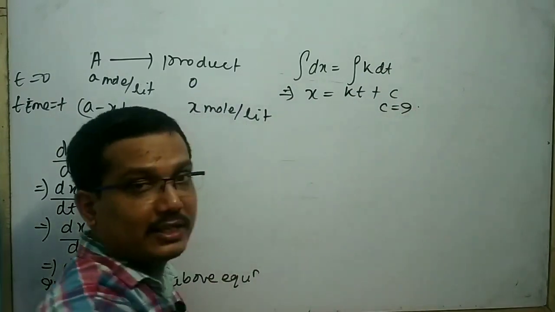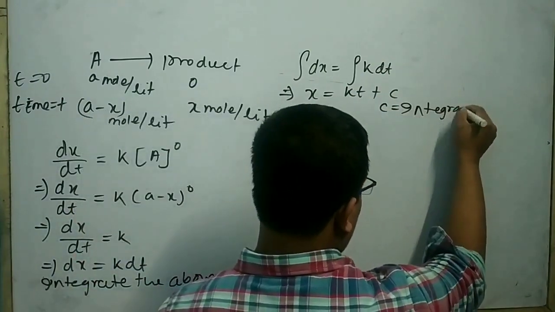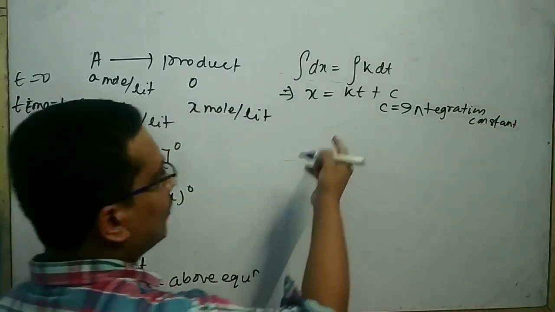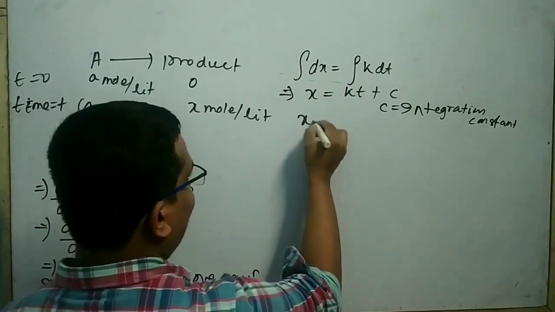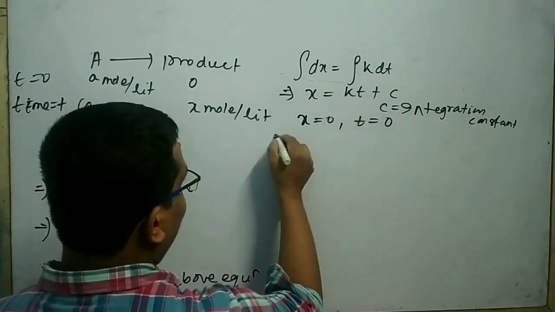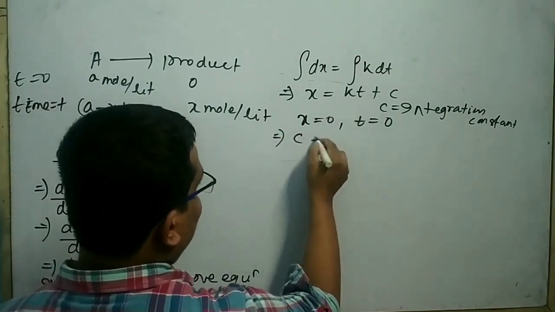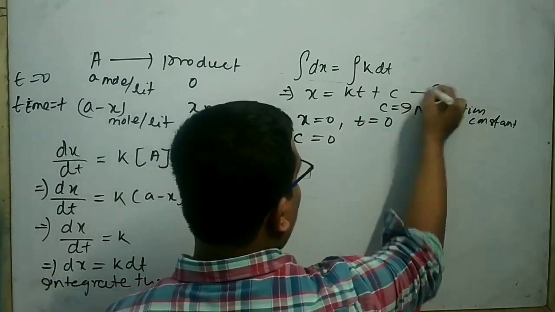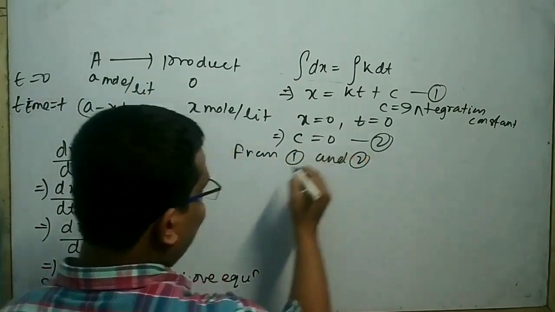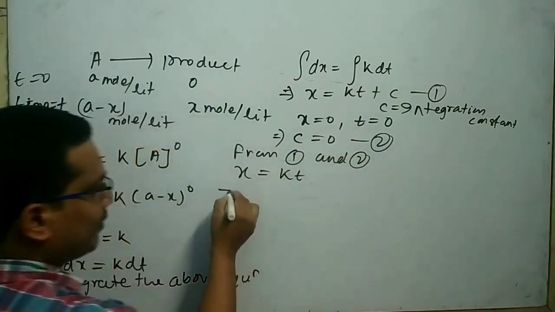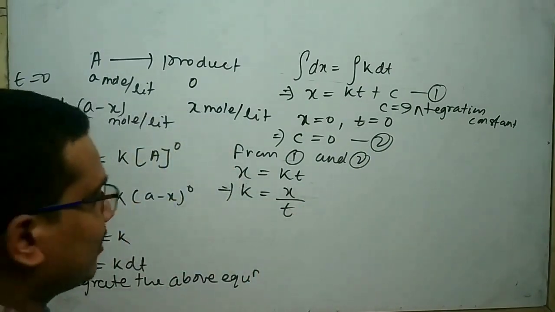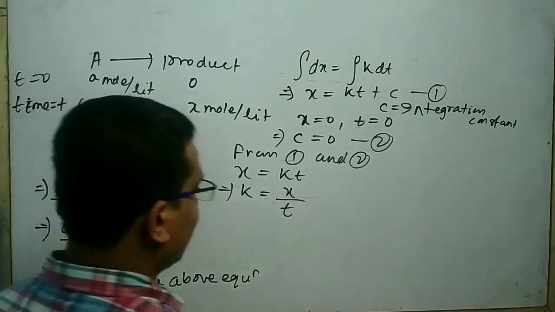Implies that x is equal to kt plus c, where c is the integration constant. Our aim is to find the value of c. So I can apply the condition x is equal to 0, t is equal to also 0. Now put this value here. As a result, I can write c is equal to 0. Suppose this is equation 1, and this is equation 2. From equations 1 and 2, I can write x is equal to kt. That means k is equal to x by t. This is the expression for the rate constant for a zero order reaction.